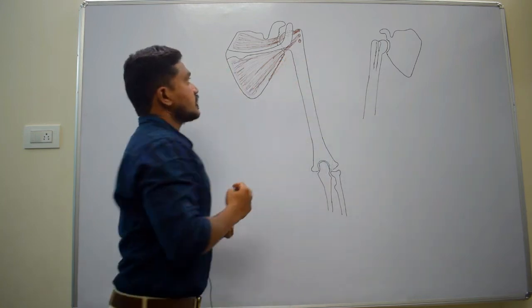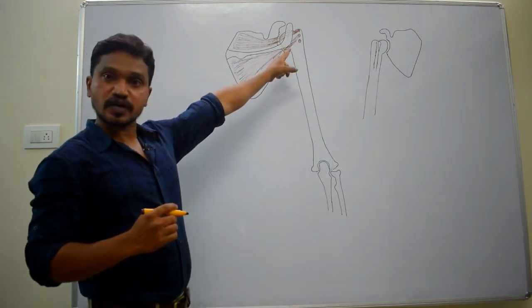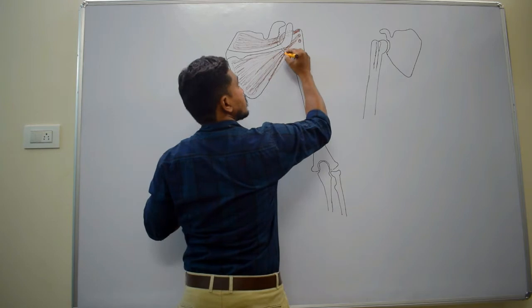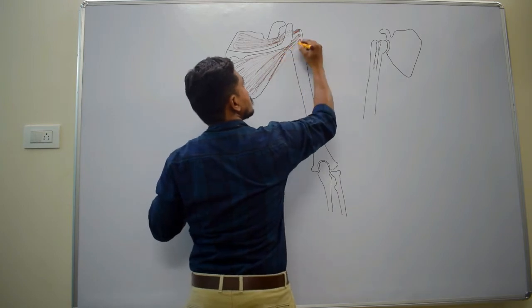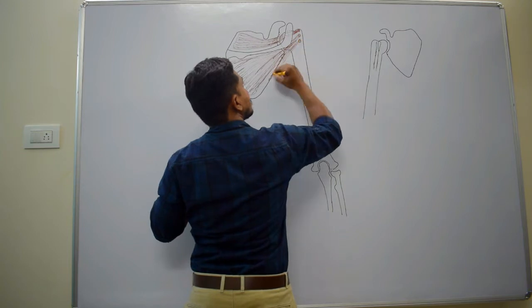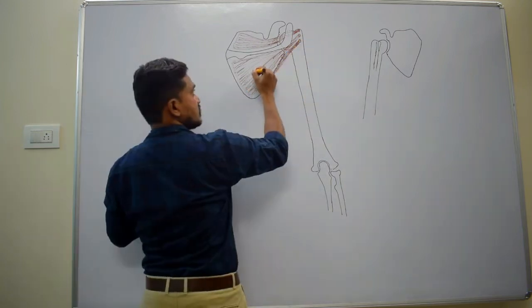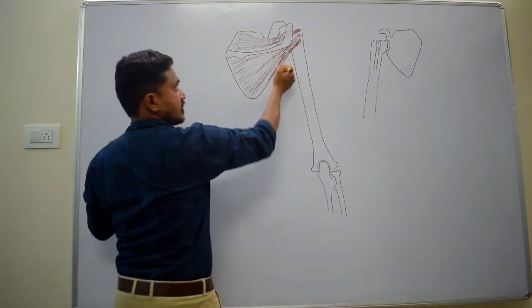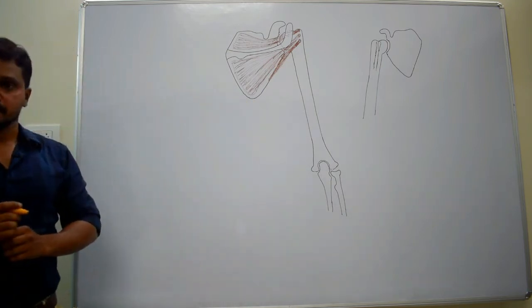From here it has to go and insert it to where? Lower impression of greater tuberosity of the humerus. So like this it will go and insert. So this muscle is teres minor. This is infraspinatus and this is teres minor, right?